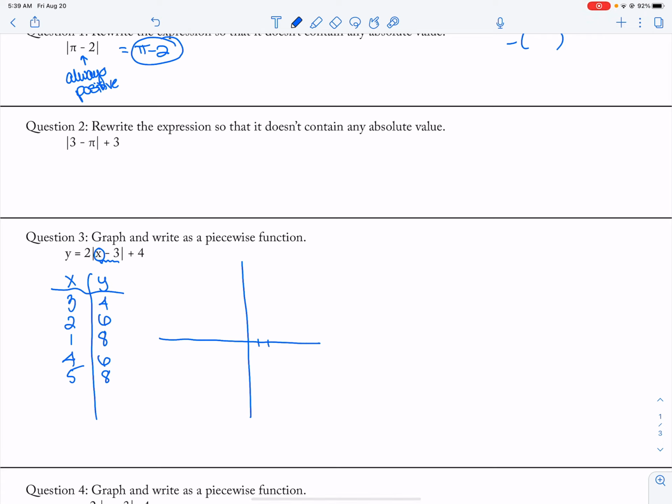Okay, so I have 1, 2, 3, 4, 5. At 3, I'm at 4. At 2, I'm at 6. At 4, I'm at 6. And then at 1, I'm at 8. And at 5, I'm at 8. So I get, remember, our absolute value graphs are V-shaped graphs.